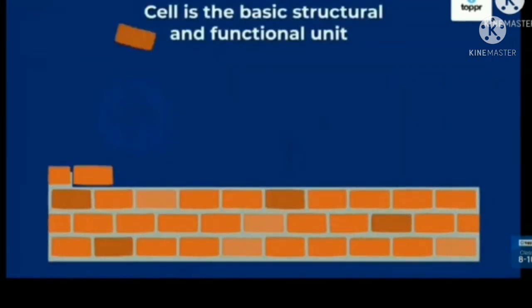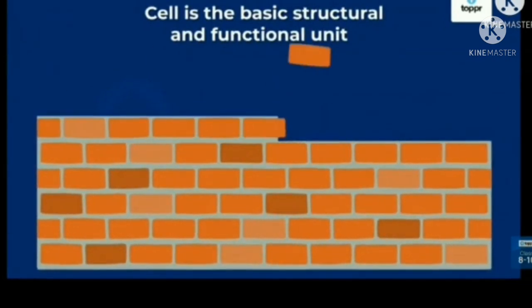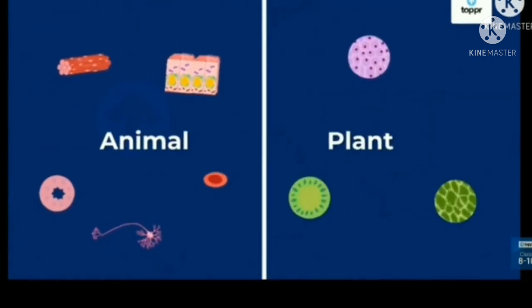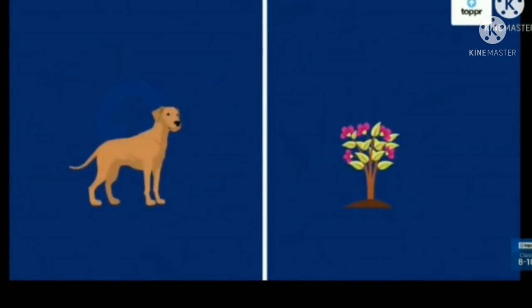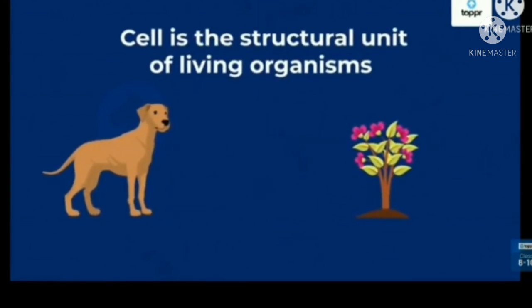Take a look at the structure of a wall. This is made up of many units of bricks. In exactly the same way, the structure of an entire animal or plant is made up of many units of cells. This is why the cell is called the structural unit of living organisms.